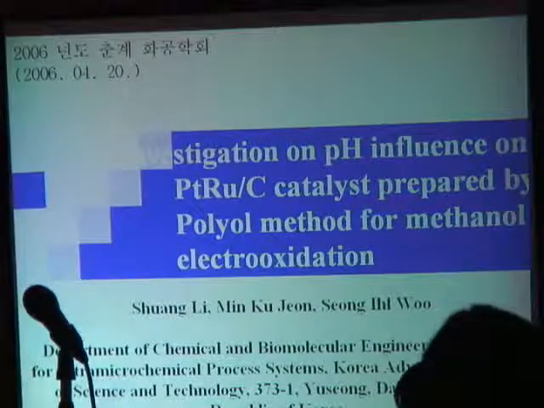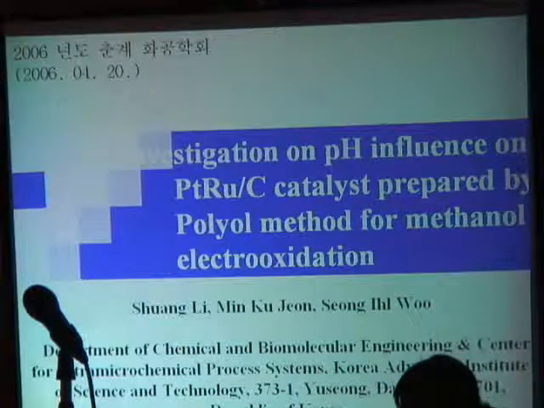Voltage influence on PtRu catalyst prepared by the polyol method for methanol oxidation.